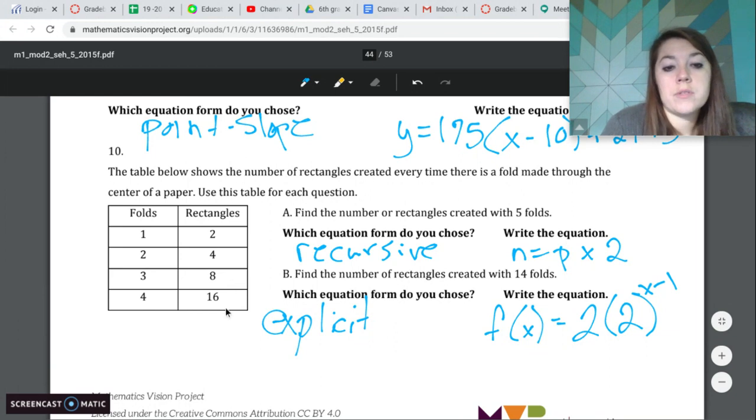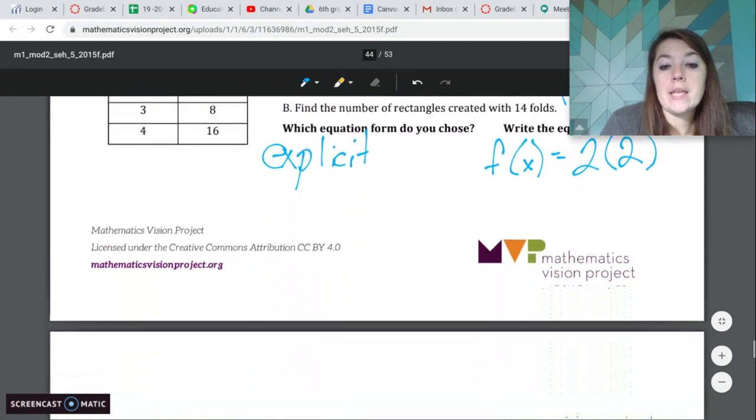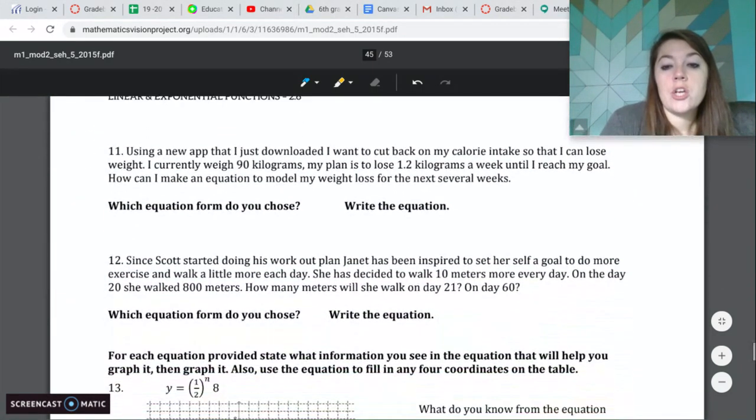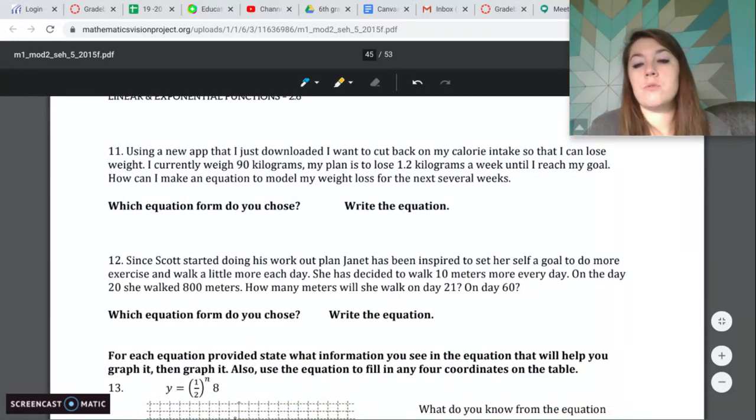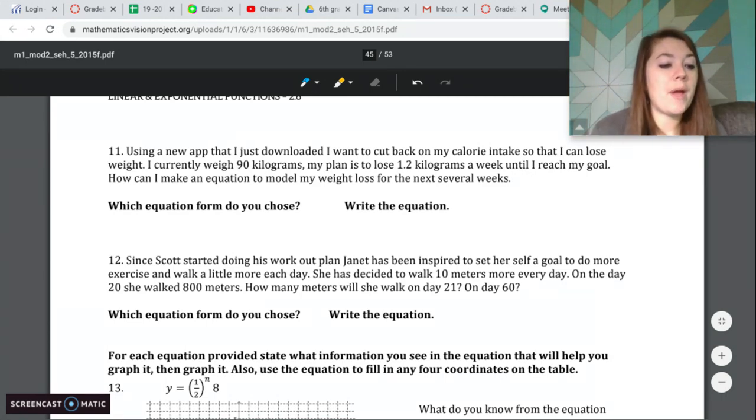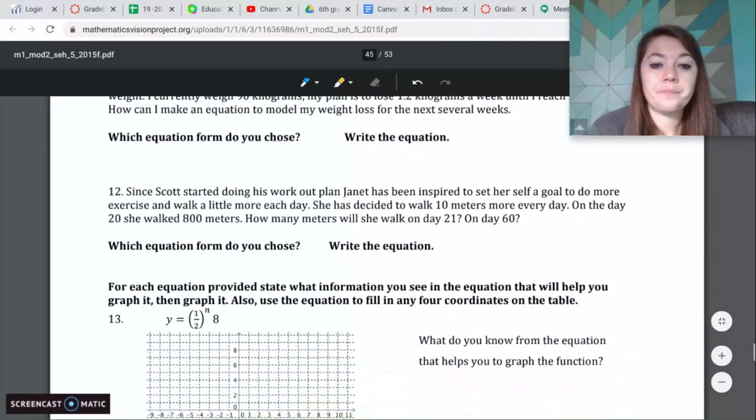Now remember, you could have used 16 for this first 2 and done x minus 4. You could have done 8 and x minus 3, 4 and x minus 2. Any one of those would have worked. So this is how you're doing these problems. So based on the information given, you're going to determine, okay, would it be best to use point slope, slope intercept, or a recursive equation if I'm dealing with a linear model? And for a geometric, you're going to be looking at, okay, is it recursive? Am I looking for the next term, or am I looking for one that's further down the road? So that's what you're looking at there.